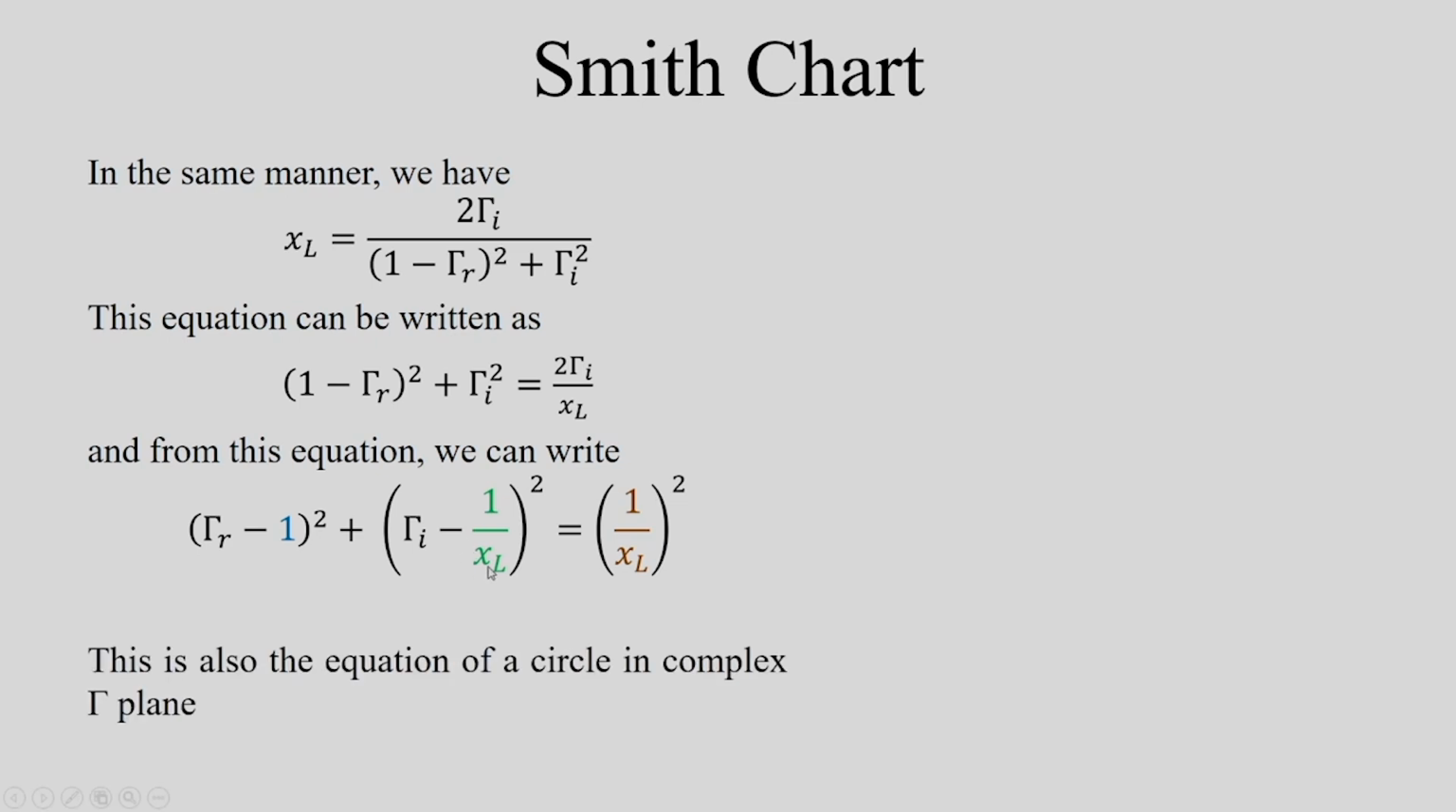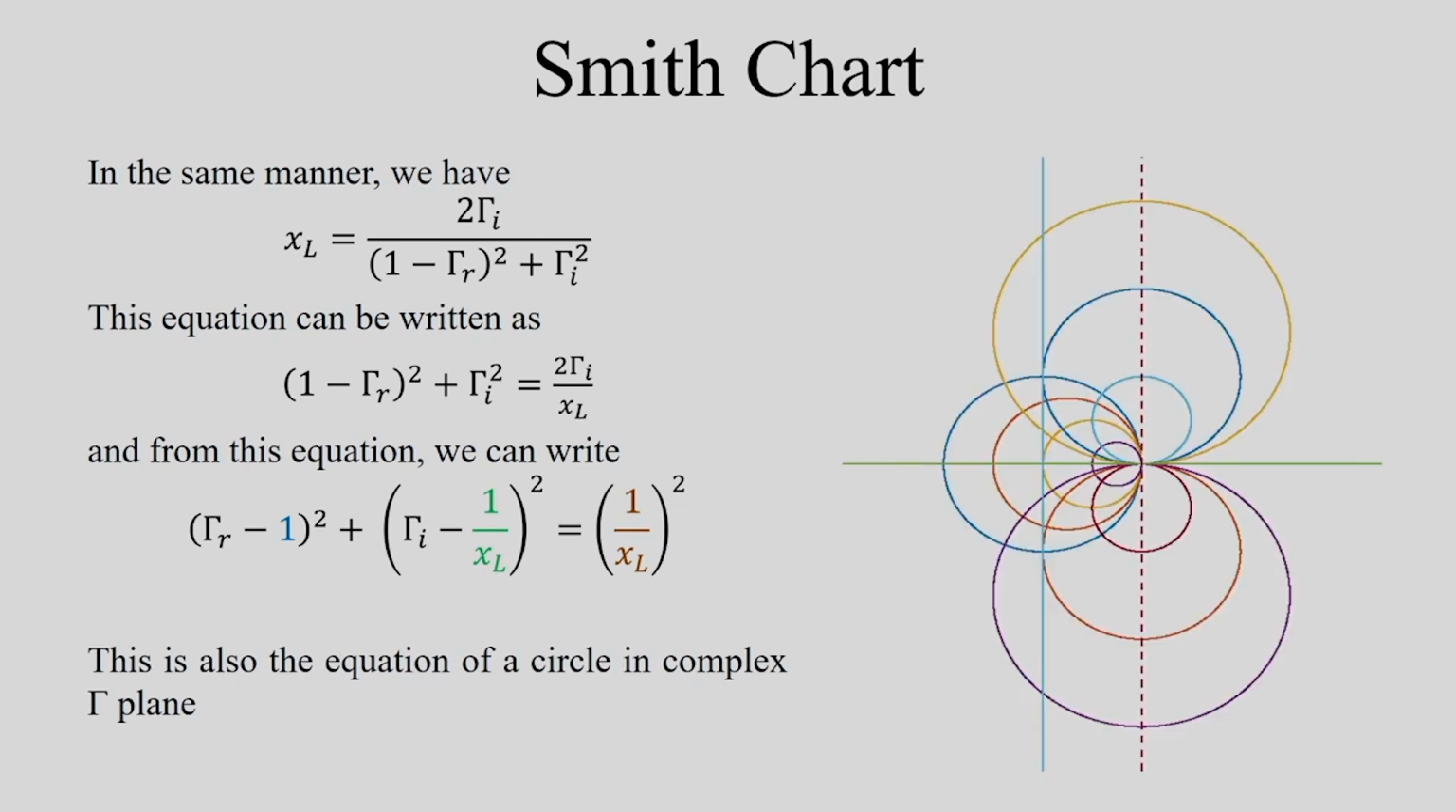Now, this equation again gives rise to a set of circles as we take different values of XL. So, let us see how these circles look. So, here once again this is the gamma R axis and this is the gamma I axis. Please note that the centers of all these circles will now lie on gamma R is equal to 1.